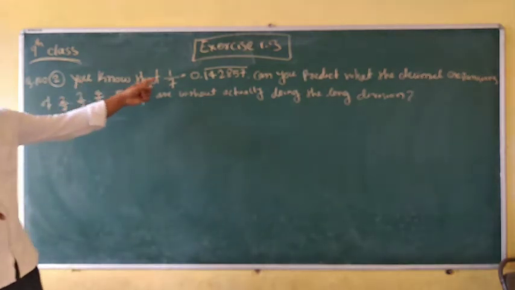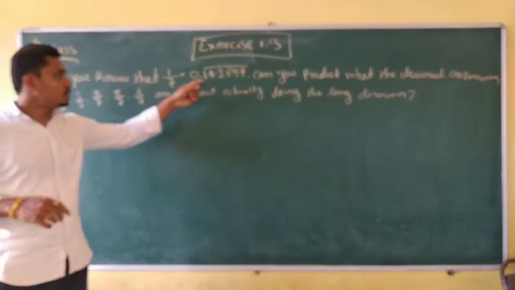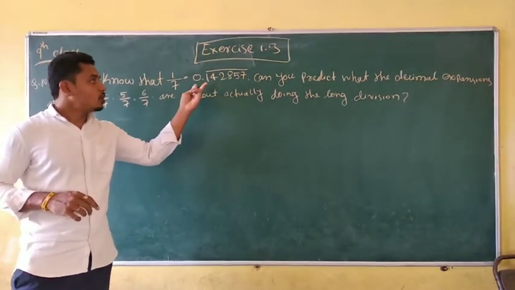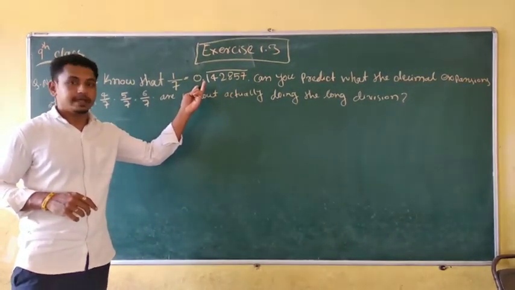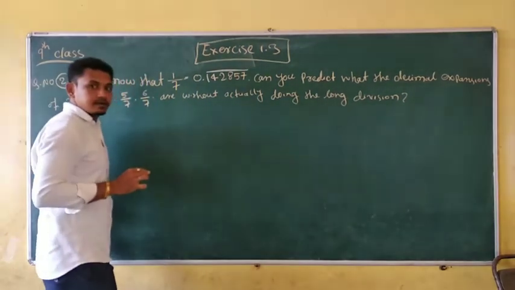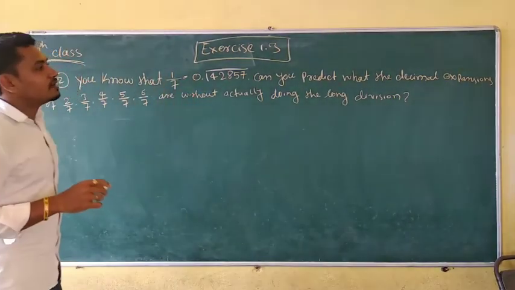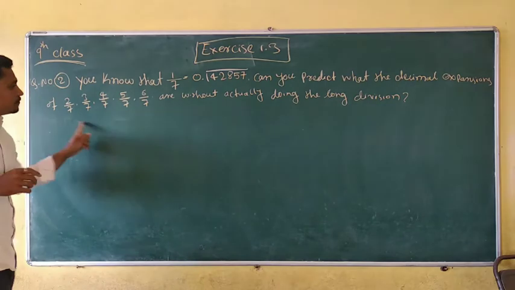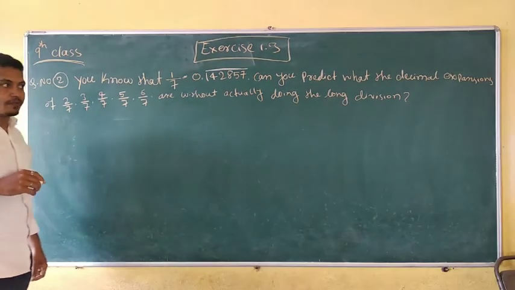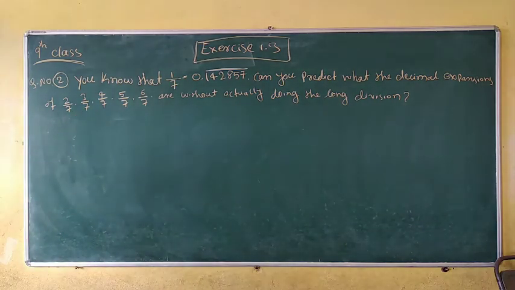You know that the value of 1 divided by 7 is 0.142857 repeating. This is a non-terminating recurring expansion, because of the bar here. That's why this block of digits repeats continuously. Can you predict what the decimal expansion of these numbers are without actually doing a long division? Without long division, we have to find this decimal expansion.